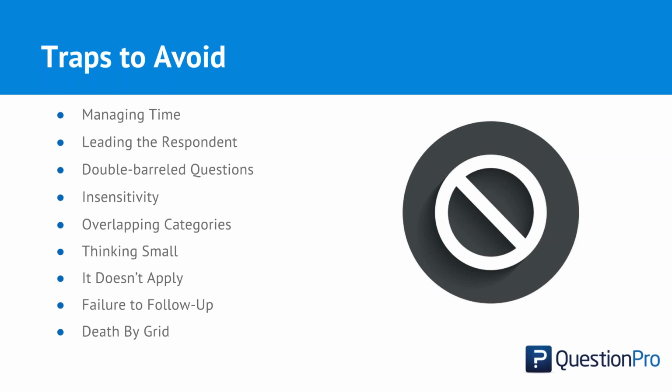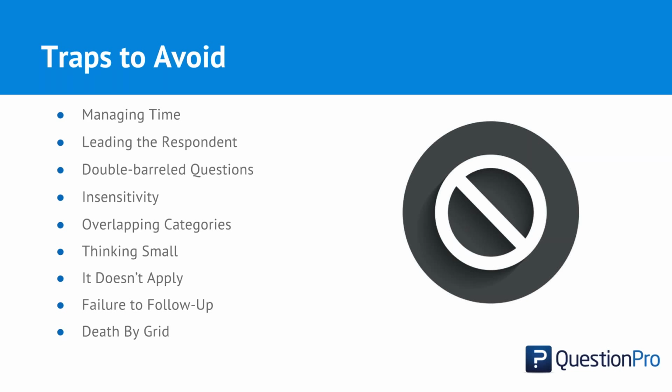Overlapping categories. Oh, how many times have we seen this one? If you're working with numeric categories such as income, age, usage, etc., make sure each category is discrete and that they do not overlap. Otherwise, the respondent is going to say, well, which category do I select if you have overlapping? So avoid overlapping categories.